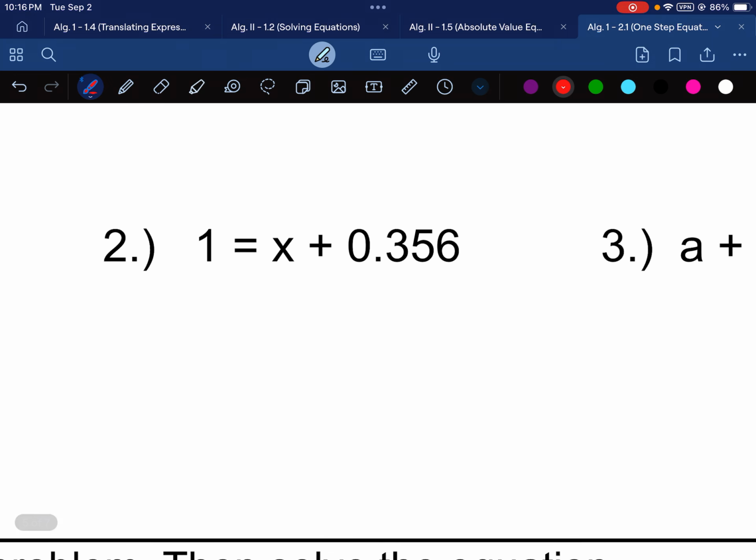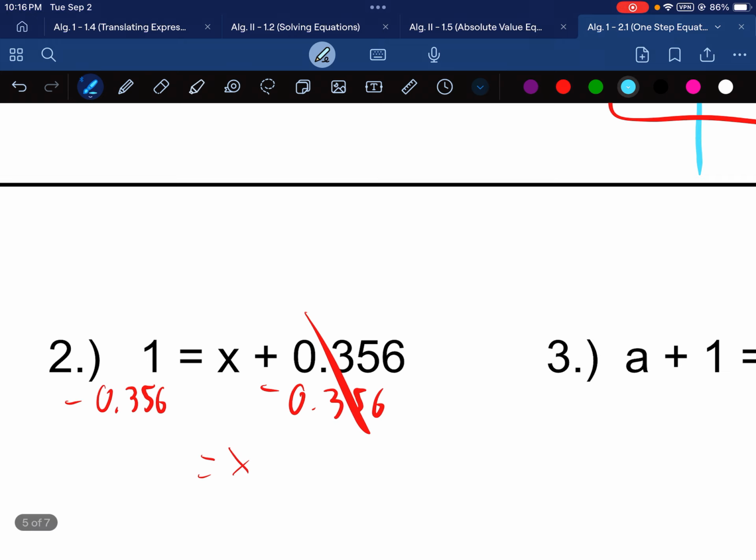Number 2 here, 1 equals x plus 0.356. So x is being added by 0.356. We have to subtract that exact same number to undo it. But if I subtract it from one side, I have to subtract it from the other to keep it equal. And I'm definitely going to do my work off to the side here. 1 minus 0.356. When we add and subtract, it's very important we keep our decimal lined up.